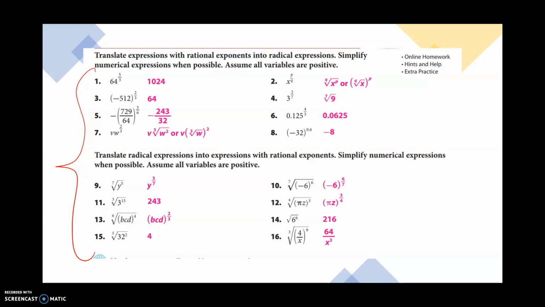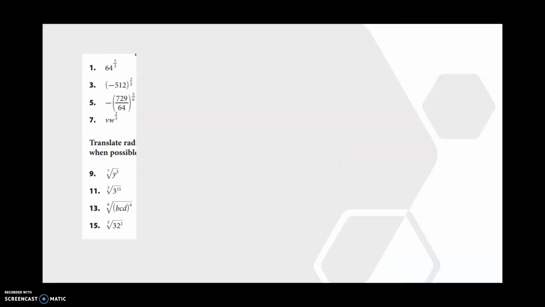Okay? So the first expression says, translate expressions with rational exponents into radical. All right? So we're going to go from rational into radical. Remember, rational means fractional exponents, right? Into radical expressions, the roots. Then we'll simplify where possible. Okay, let's look at the next screen.